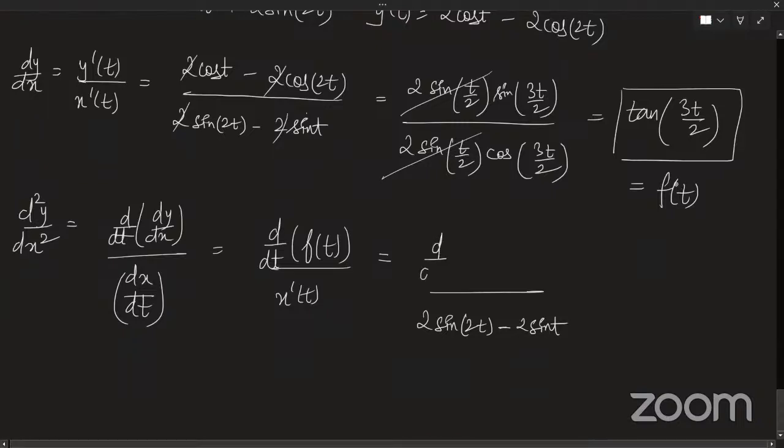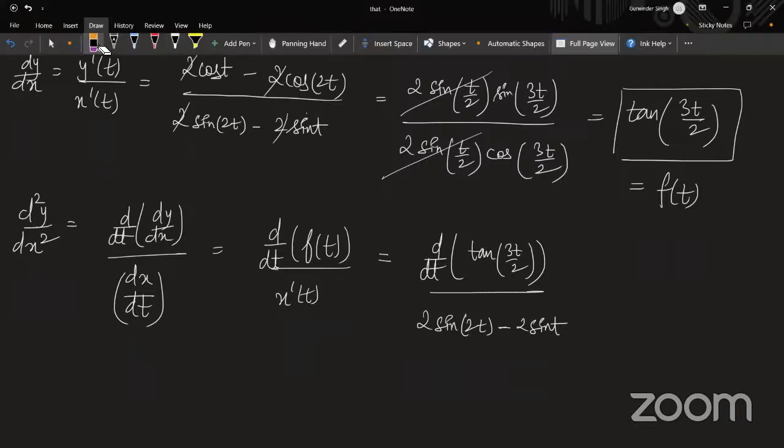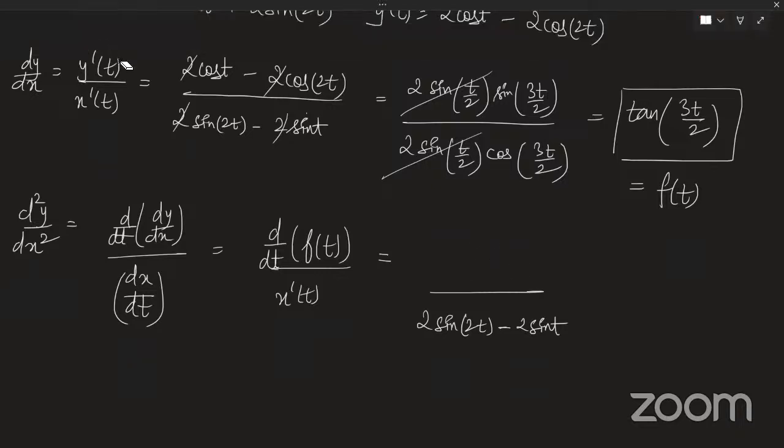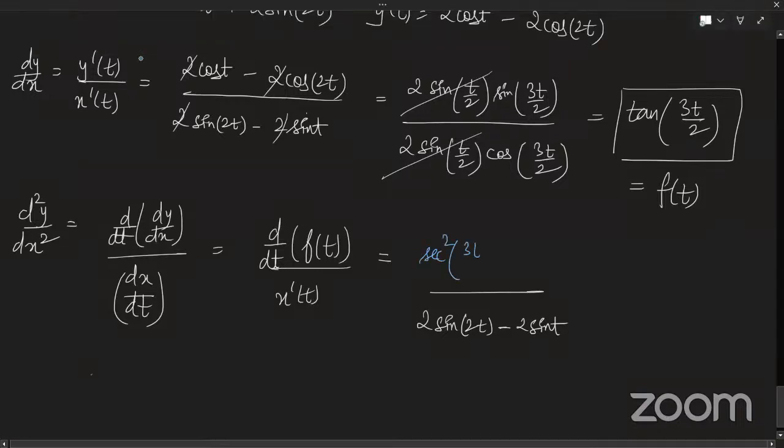Can you differentiate tan of 3t by 2? It is secant square of 3t by 2. Great. That's it, or is some other thing left? One more term is left: the derivative of 3t by 2, so 3 by 2 will also come, because I will differentiate 3t by 2 also. Fine. So this is my value of d2y by dx square.